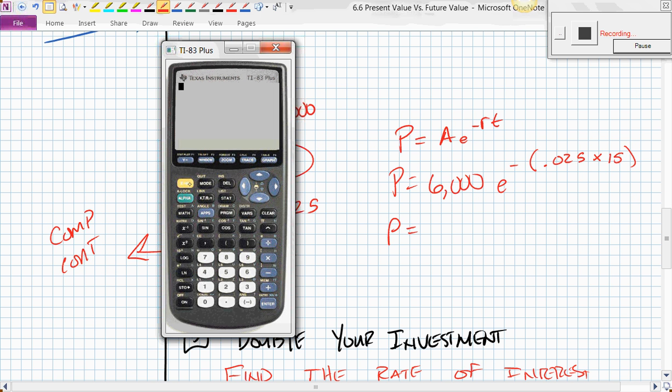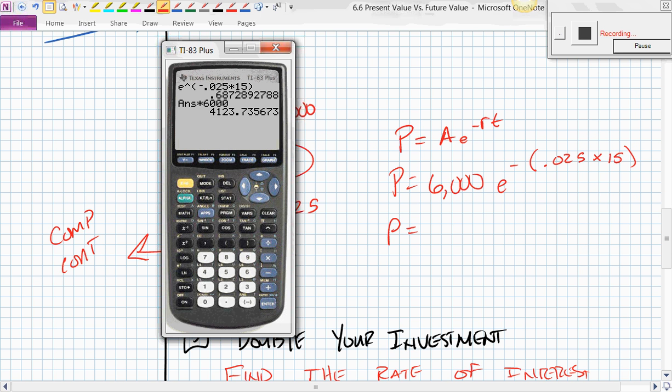So we're going to do second natural log. And then that's going to give us e to the, we're going to say negative 0.025 multiplied by 15. That should give you a number that's less than 1. And of course it is. Now we multiply that by 6,000.